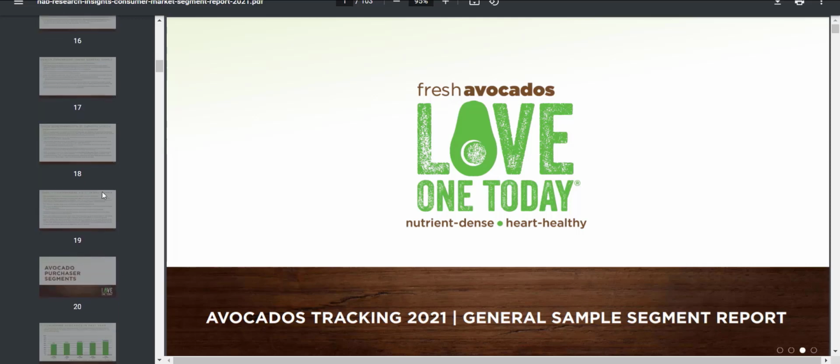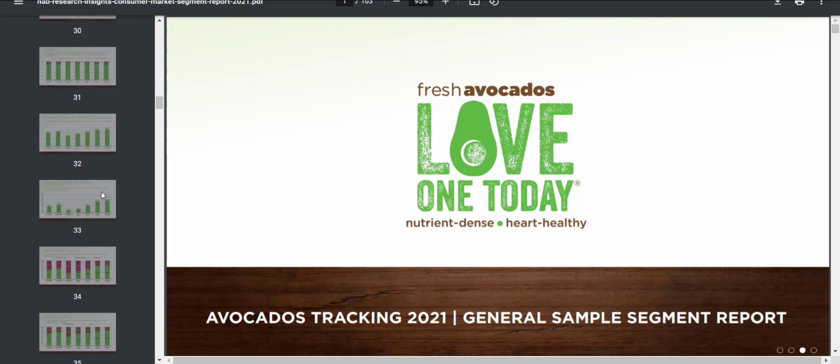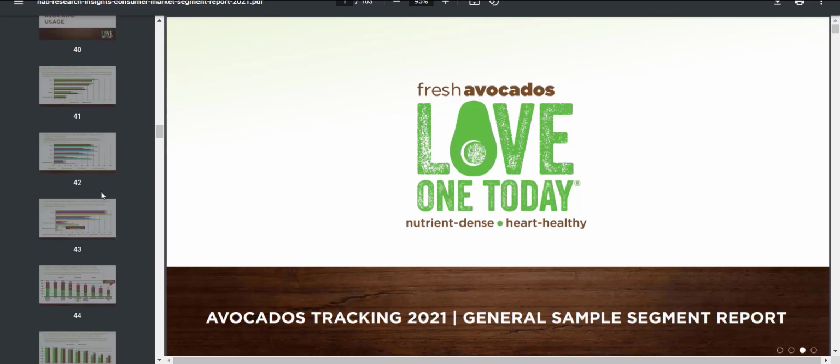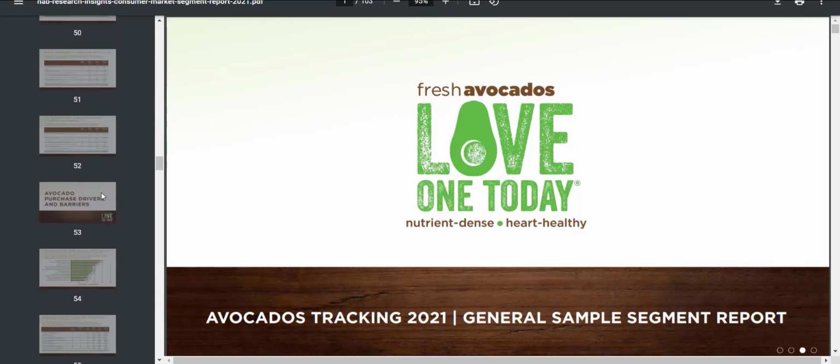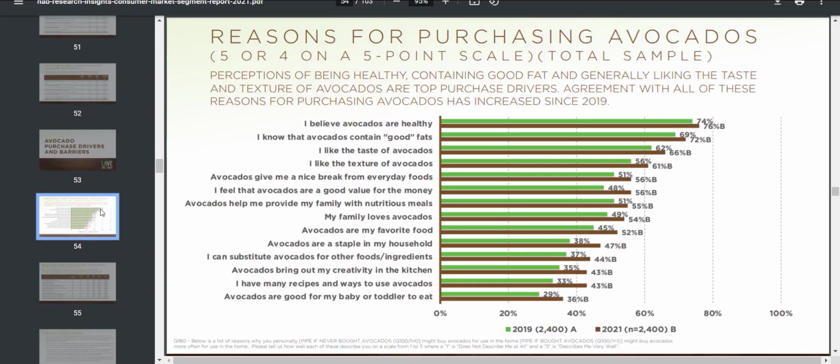Okay, so as you can see, this study is 103 pages long, so this is a very comprehensive analysis of consumer attitudes and behaviors, but for the sake of time, I will jump directly to the purchase drivers and barriers section. Okay, let's go there, right here. This information helps us determine if the message we are communicating is being received by consumers, and also helps us correct the course based on what consumers want.